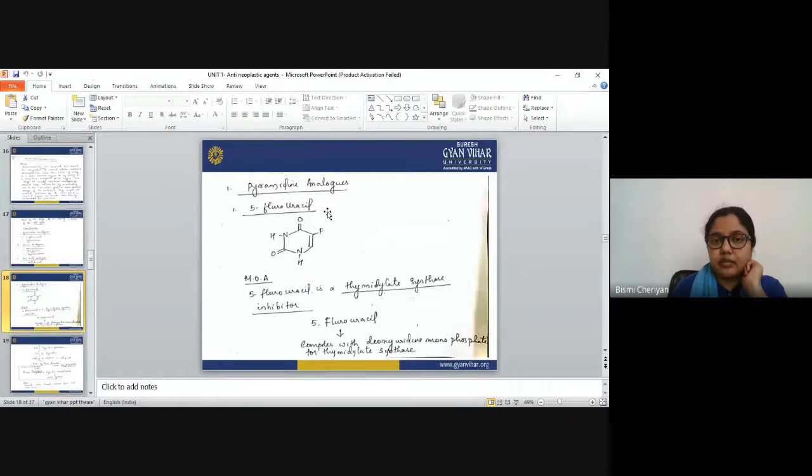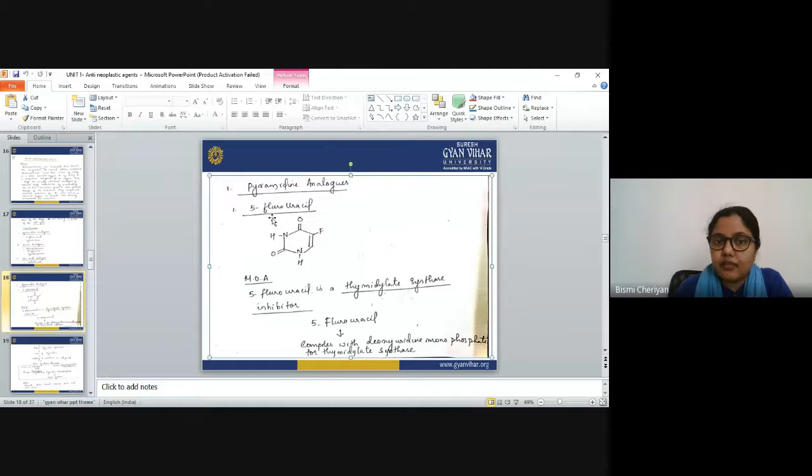So the first classification of the anti-metabolite is the pyrimidine analogs. Pyrimidine analog means the drugs in this category have one pyrimidine ring. This is one example, 5-fluorouracil. Look at this structure. Which ring is this? Pyrimidine ring. A pyrimidine ring means a 6-member cyclic ring that has 2 nitrogen atoms at the first and third positions, right? So this is the structure of the pyrimidine.